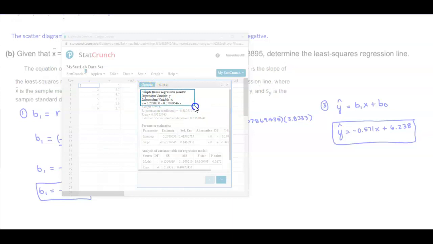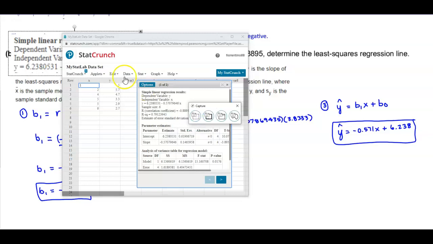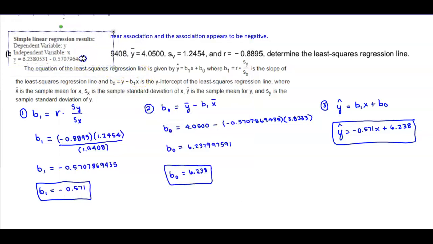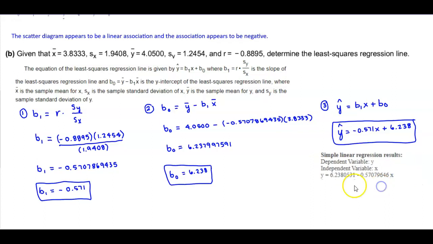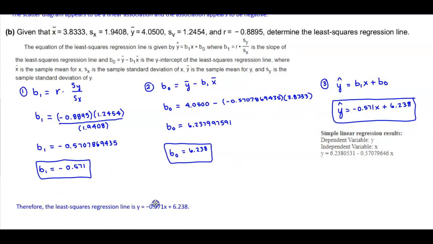So let me go ahead and copy and paste that. Let's go ahead and match what we have for our result. We can see that the y-intercept is 6.238, and the slope rounded to 3 decimal places is negative 0.571. And so therefore for this problem we can say that the least squares regression line is y equal to negative 0.571x plus 6.238.